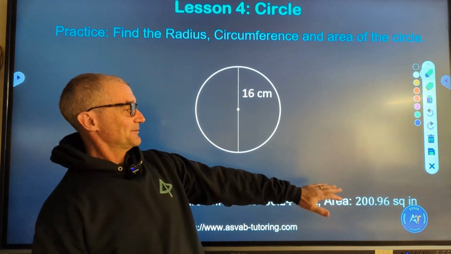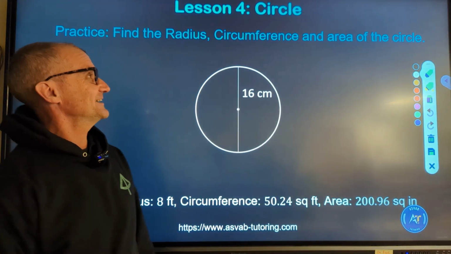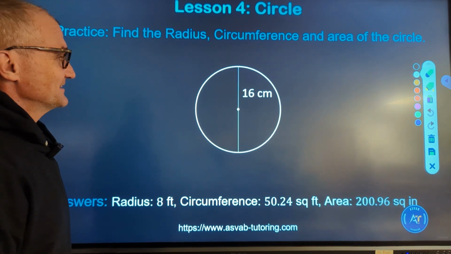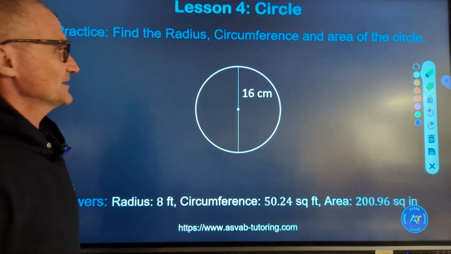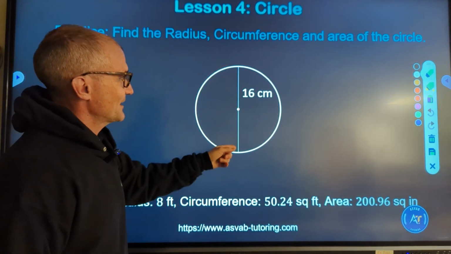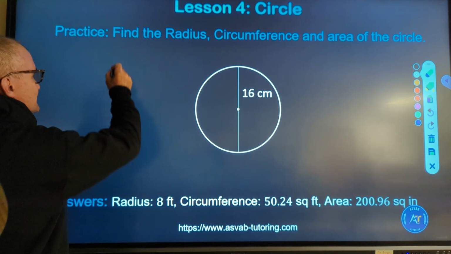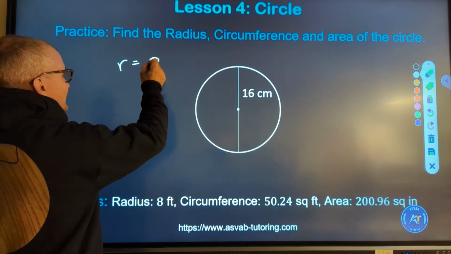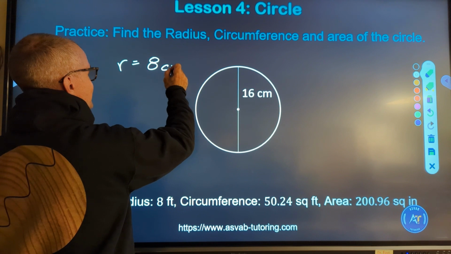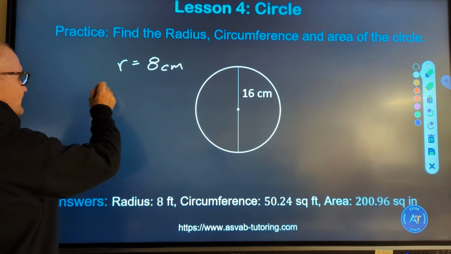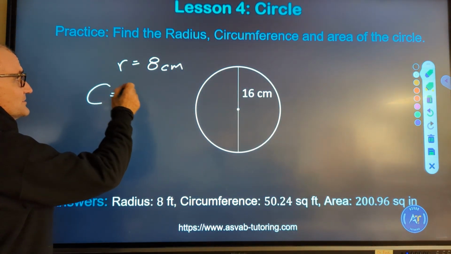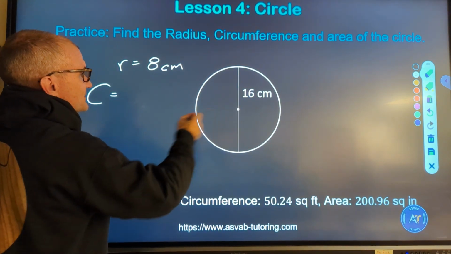All right, here's a sample problem. I'm trying to cover up those answers there. Go ahead and do this, and then I'll do it. Find the radius, circumference, and area. Halfway across is 16. So my radius is equal to 8. My units are centimeters. My circumference is going to be equal to 2 pi r. It's also diameter times pi.